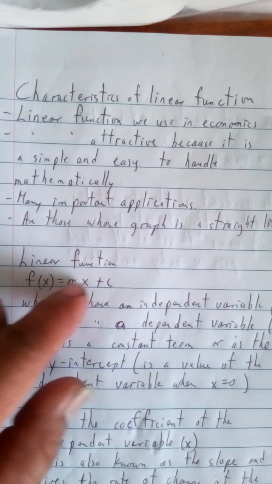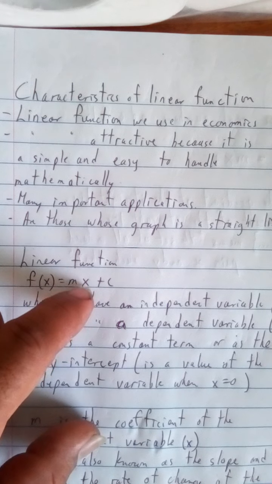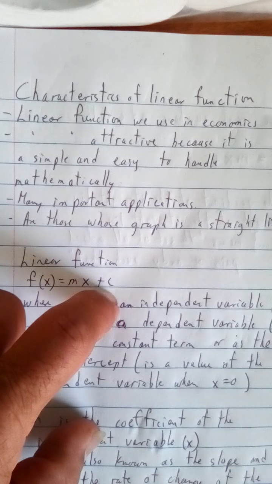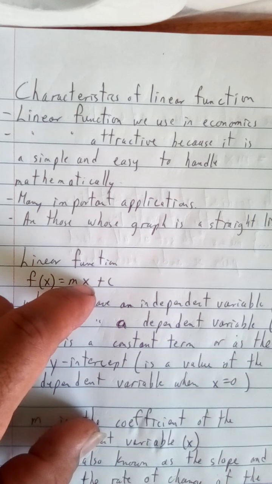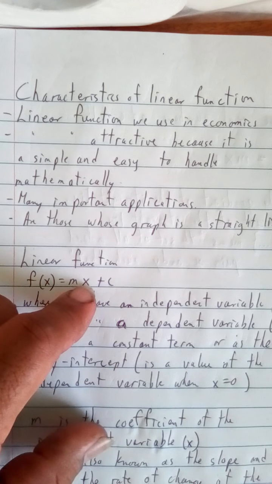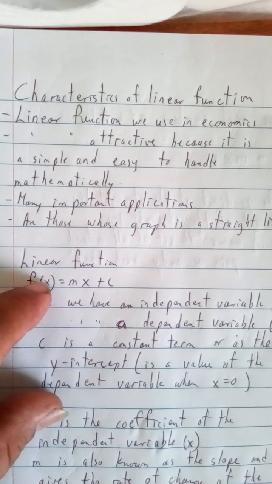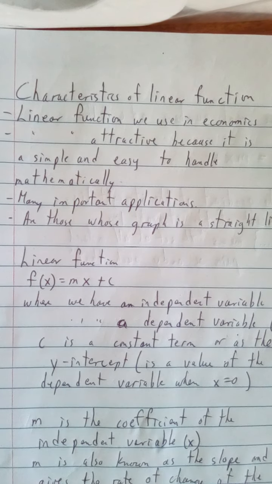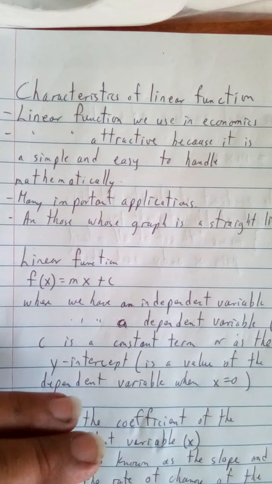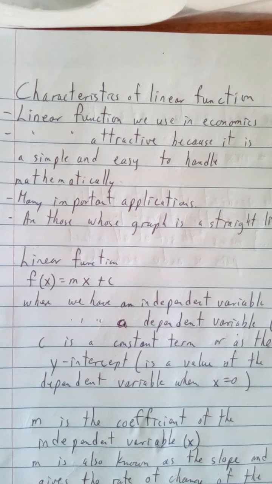So remember, this is the linear function where m is the gradient, c is the y-intercept, the value when x equals 0, and x is the independent variable, and this f(x), which is equal to y, is the dependent variable. That's basically it, and we may have it differently rearranged, but at this point let's just know this basic information and then we proceed to the rest.